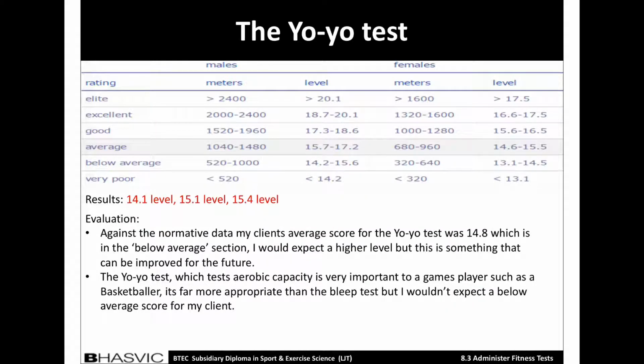The yo-yo test. My client recorded results of 14.1, 15.1 and 15.4 level. Against the normative data, my client's average score for the yo-yo test was 14.8, which is in the below average section. I would expect a high level, but this is something that can be improved for the future. The yo-yo test, which tests aerobic capacity, is very important to a games player such as a basketballer. It's far more appropriate than the bleep test, but I wouldn't expect a below average score for my client.